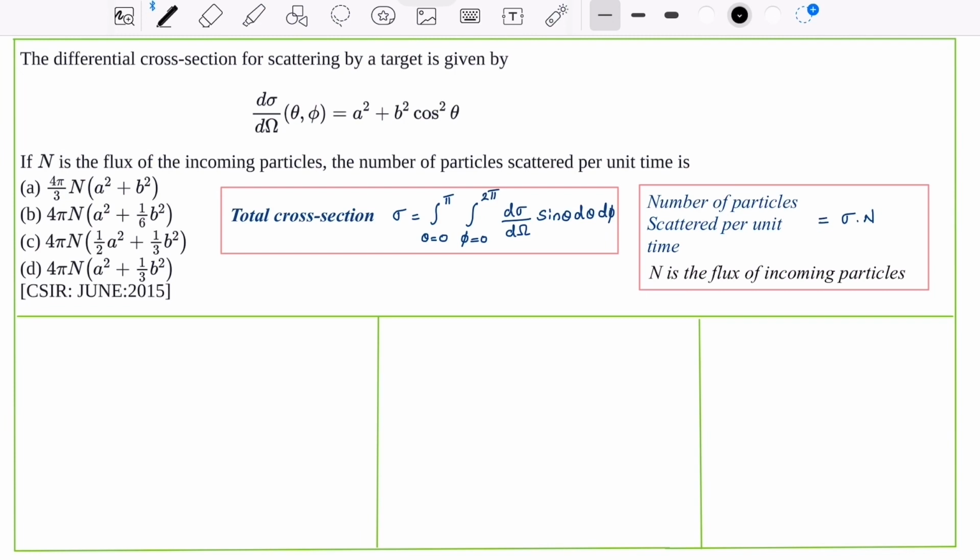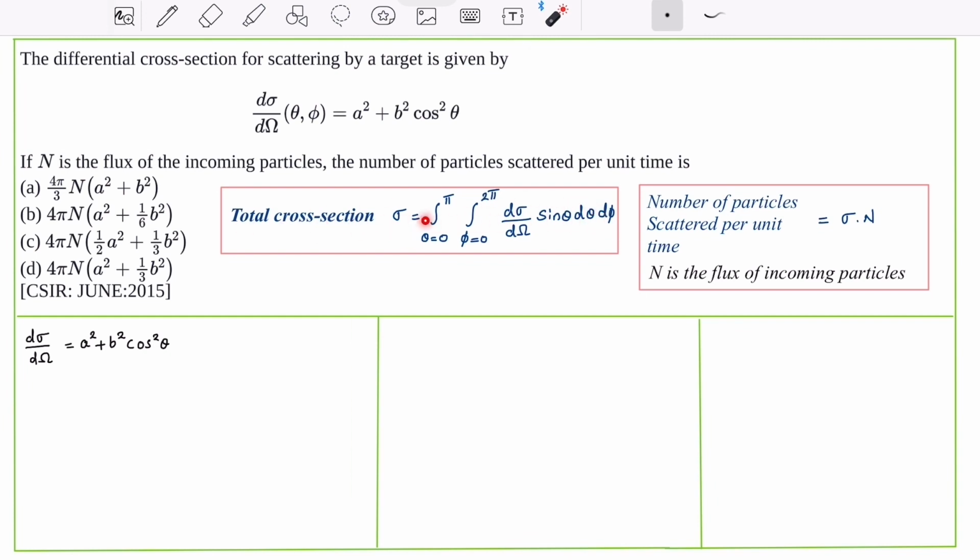In this problem, the differential cross-section is given. We have to find out the number of particles scattered per unit time. If we have the total cross-section sigma, then sigma times the flux of the incoming particles will give the number of particles scattered per unit time. It is given that d sigma by d omega is equal to a square plus b square cos square theta.